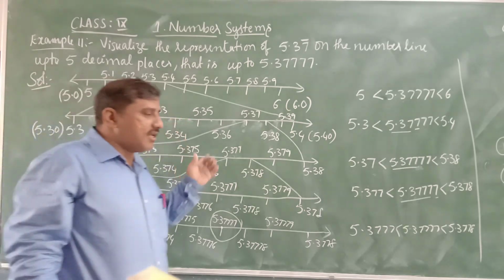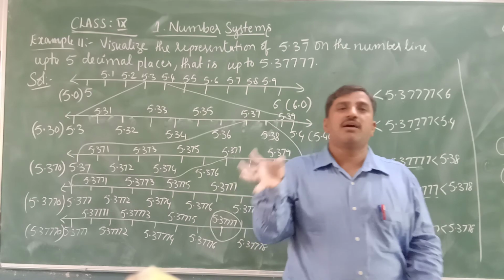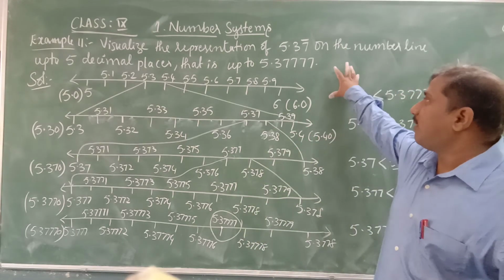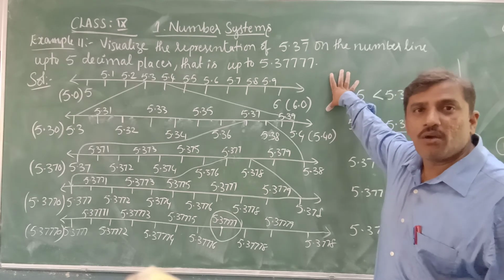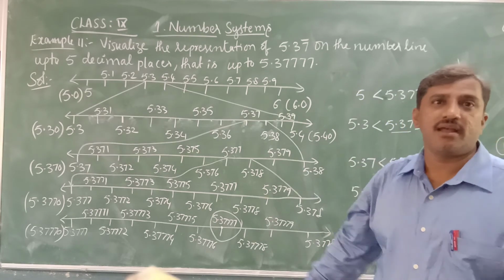So we have covered representing rational numbers, irrational numbers, natural numbers, whole numbers and integers. This method is known as successive magnification. Clear, children? Yes.